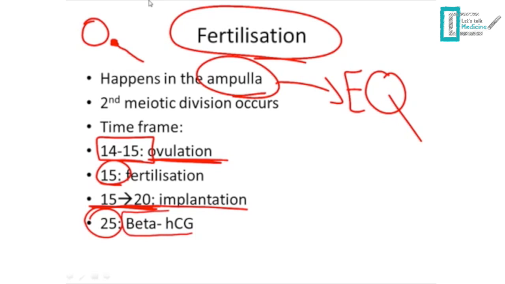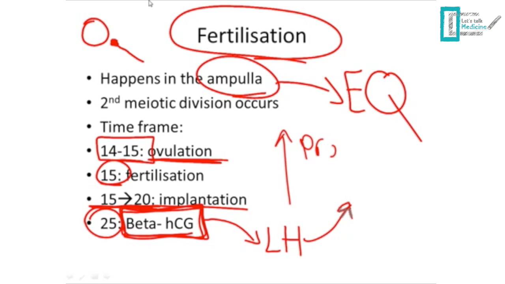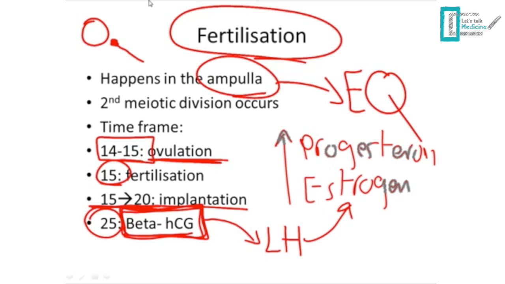Beta HCG. What will this do? This will act like what? LH. It will act like LH. It will pretend it's LH. So what did you say LH does? It gives us high progesterone and estrogen. So once we have high progesterone, high estrogen, what are we preventing? We are preventing the endometrial wall from collapsing, basically, so that pregnancy will go on. Okay, pregnancy will keep on going. Okay, so that's basically fertilization.